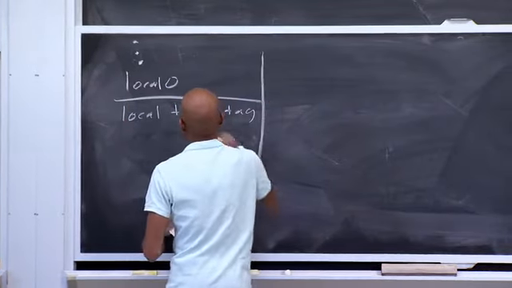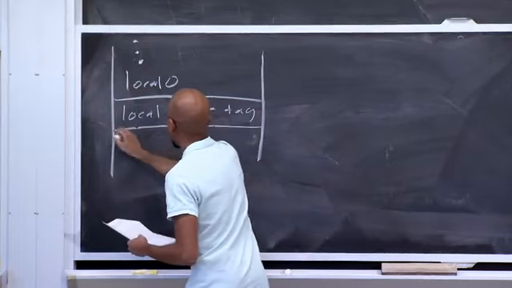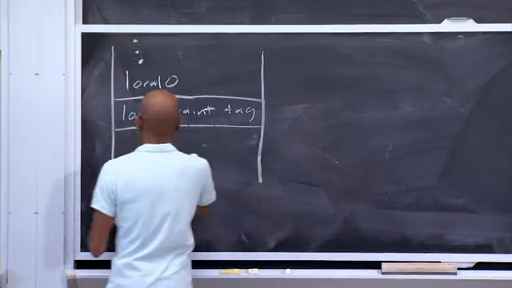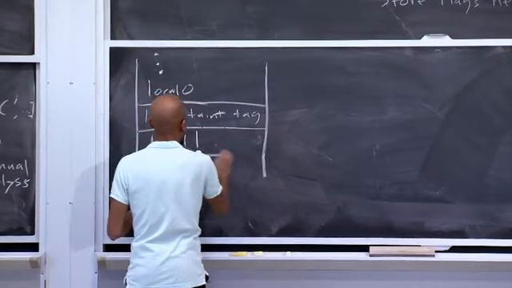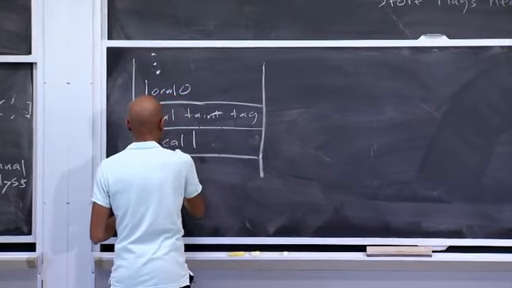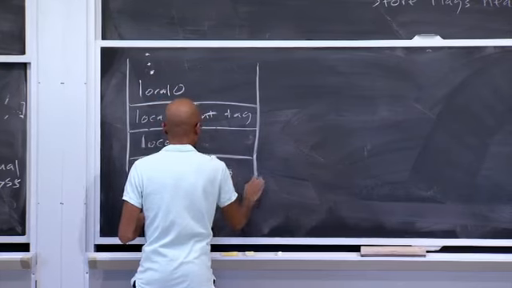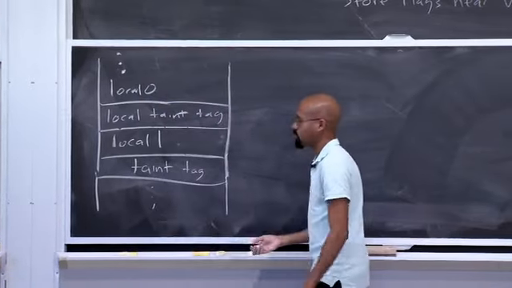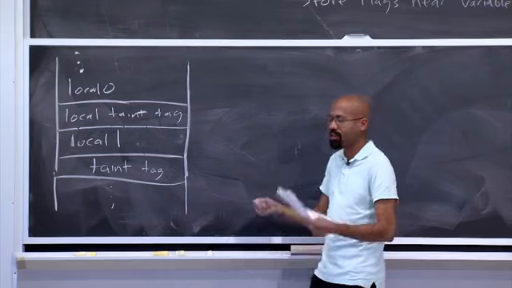And then what TaintDroid will do is it will store the taint tag for that variable right next to where that local variable is in memory. And similarly, if you had another local variable here, then you would see its taint tag right down here, and so on and so forth. Pretty straightforward. So hopefully, you can get these things in the same cache line. That's going to make the access very cheap.